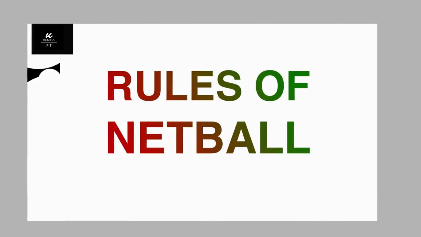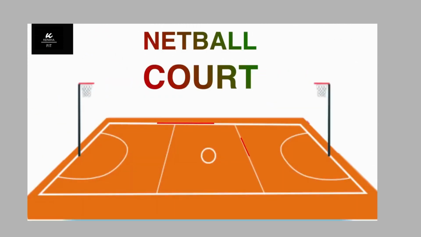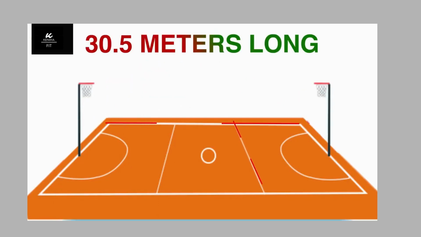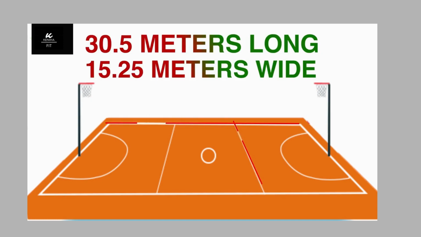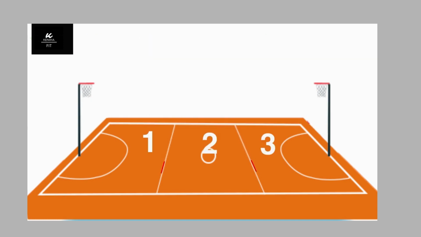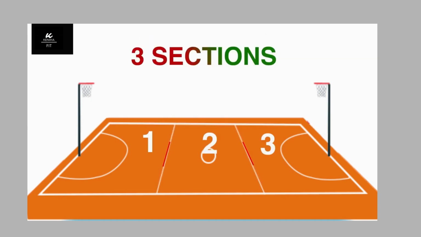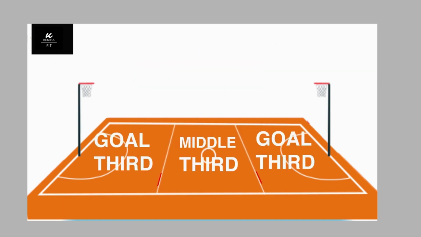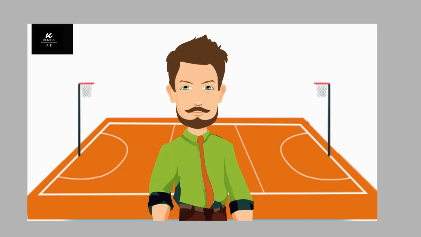Rules of netball. 1. The netball court, which is just bigger than a basketball court, traditionally measures up to 30.5 meters long and 15.25 meters wide. 2. The court must be divided into 3 sections, with each player holding a section-specific position on the court. 3. The sections are referred to as the 2 goal thirds and the center or middle third. 4. In netball, these set positions limit where the player can be on the court.